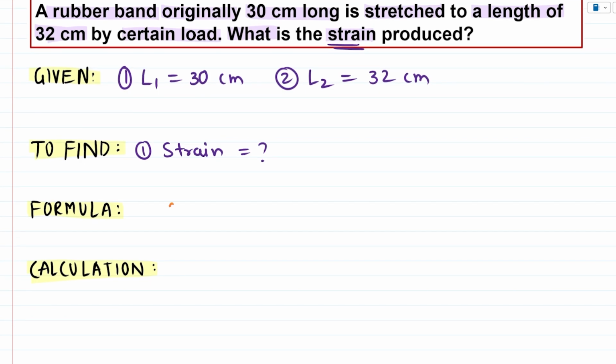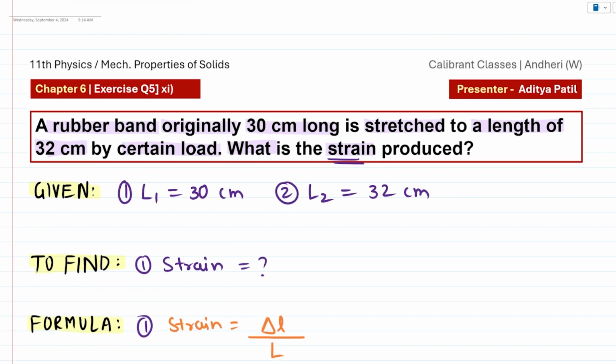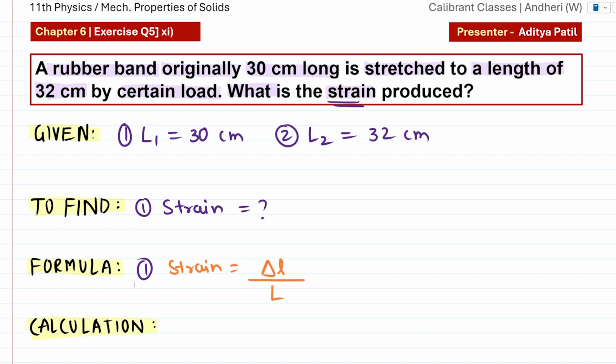So formula में हमें पता है कि strain is given to us as the change in the length or the change in the deformation marked by delta L divided by the original length. Now you'll be like, sir, हमें तो सिर्फ दो लेंथ्स दिया है, हमें change in length नहीं पता है. But by definition, change in length is nothing but the final length, that is L2, minus the original length, that is L1, and the whole divided by the original length, which is L1.